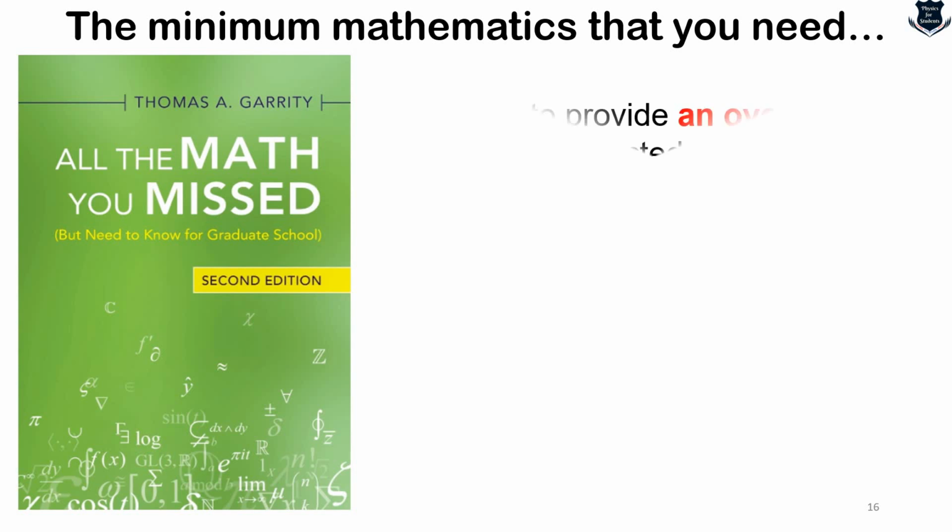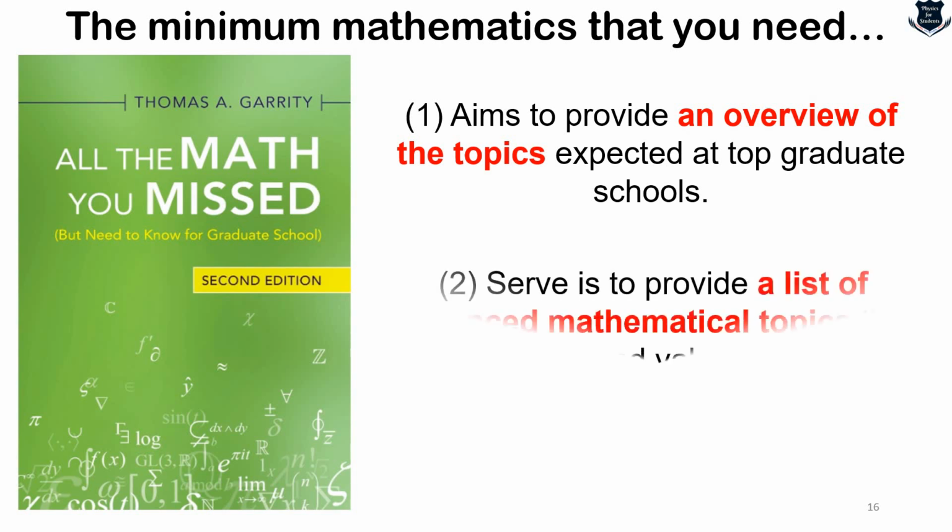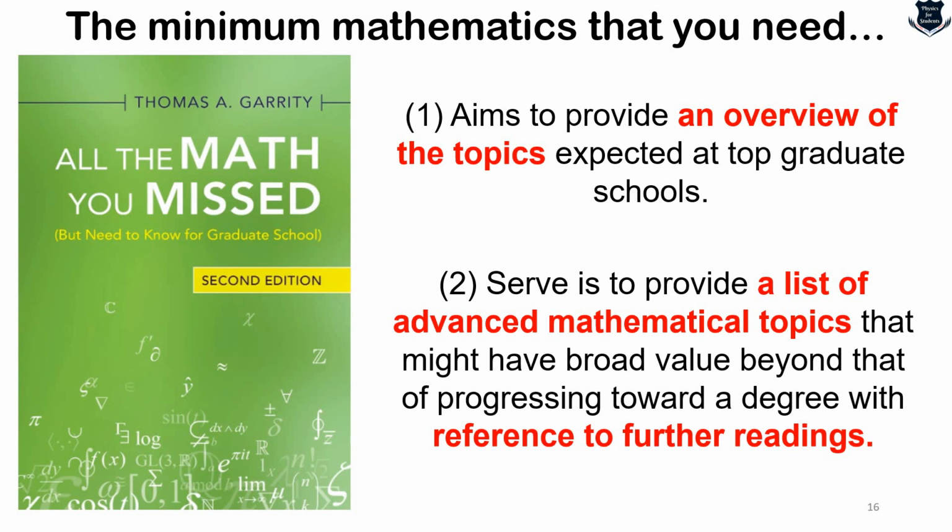Now, a few notes about this book. First of all, there are two targets of this book. The first is that it aims to give you an overview of the topics expected at top graduate schools. So again, as I have underlined, remember that this is just an overview of the topics. The second is that it serves to provide a list of advanced mathematical topics that might have a broader value beyond, I would say, progressing a degree or getting marks, with reference to further readings.